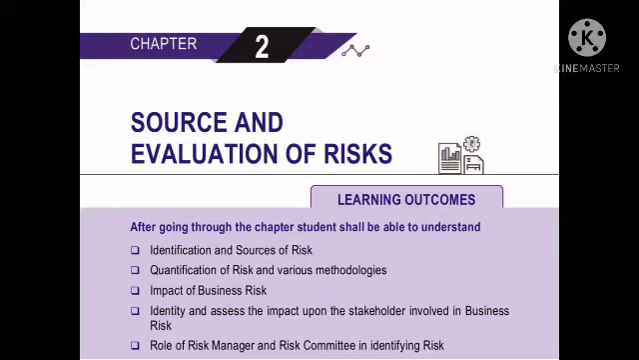Source and evaluation of risks. 2.21 The primary objective of risk treatment is to contain the risks to a tolerable level within the risk appetite of the organization, i.e., how much risk the management is ready to accept.